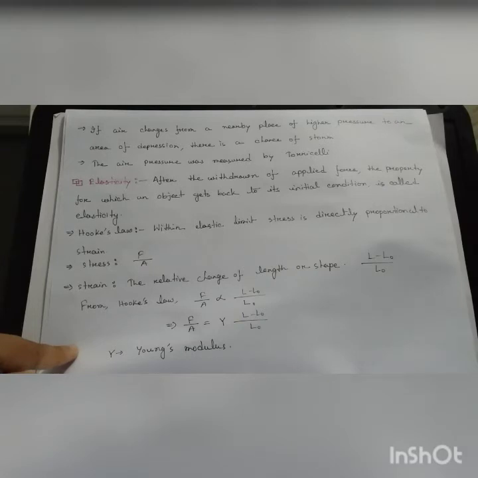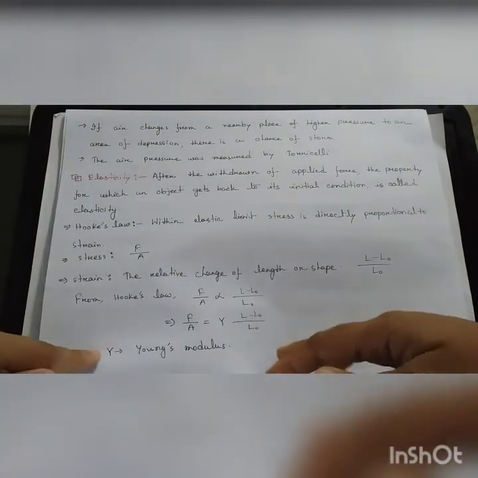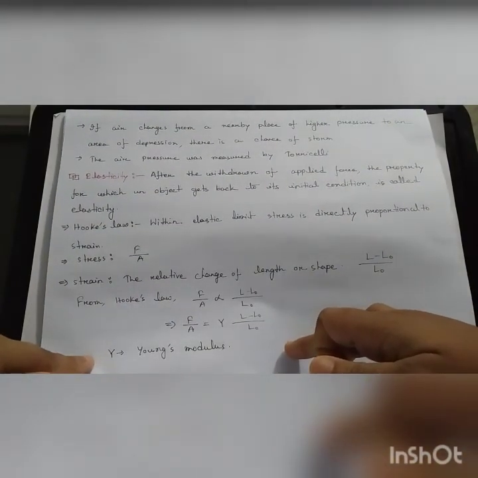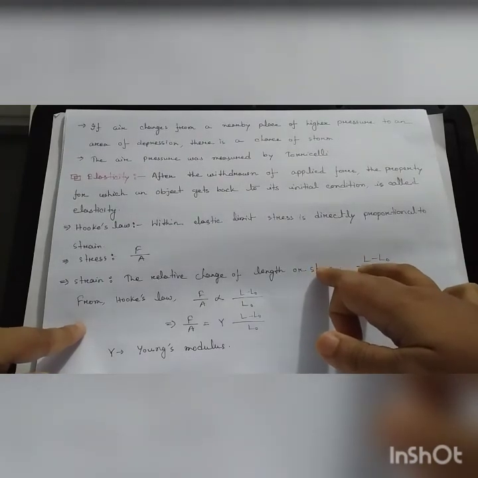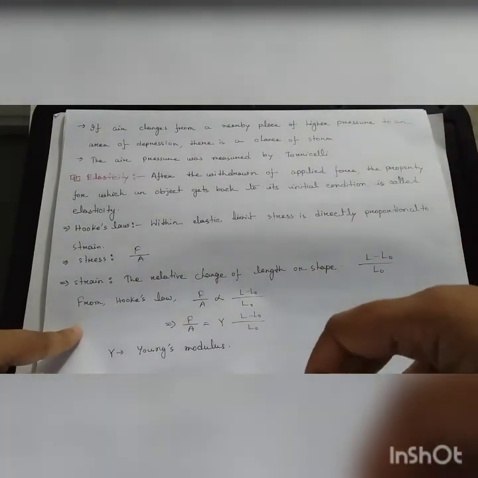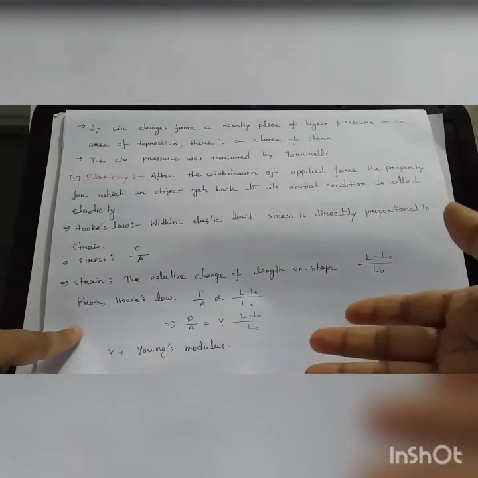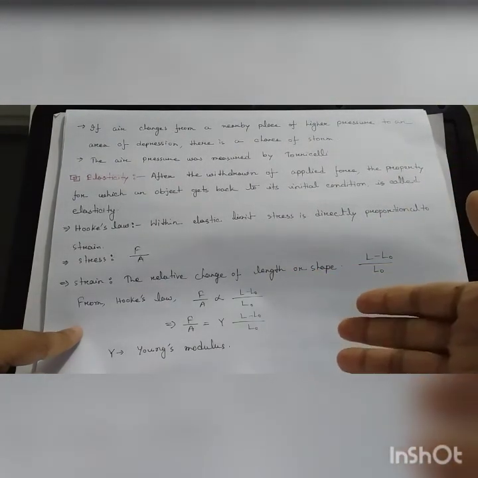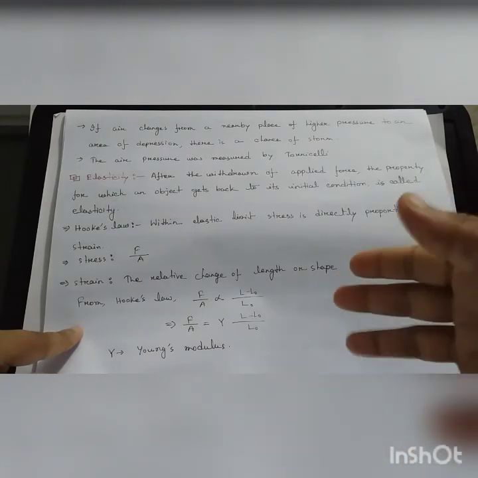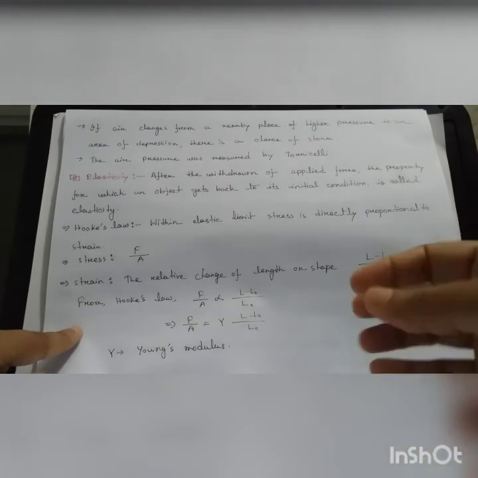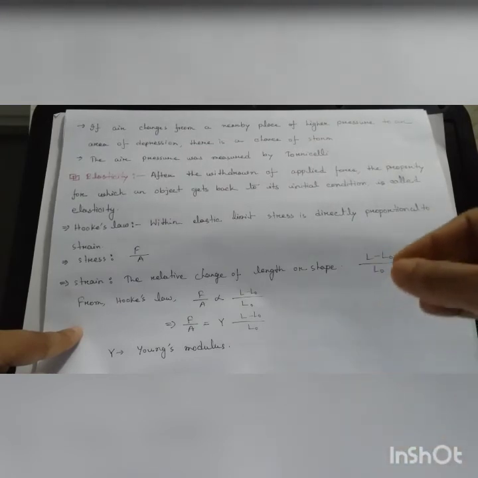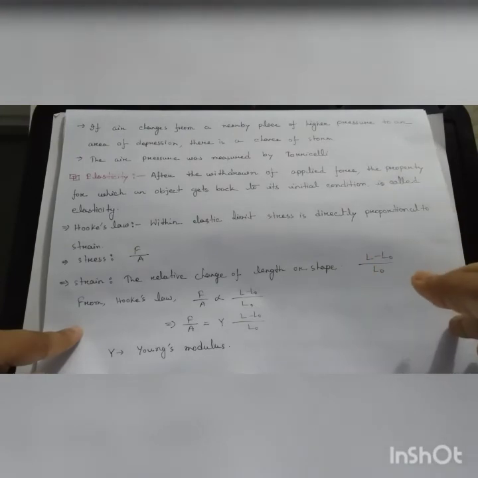And this property of elasticity works up to a specific limit that is called the elastic limit. If the object crosses its elastic limit, then if we withdraw the applied force, the object will not get back to its initial state. That means for getting back to its initial condition, we have to stay within the elastic limit.